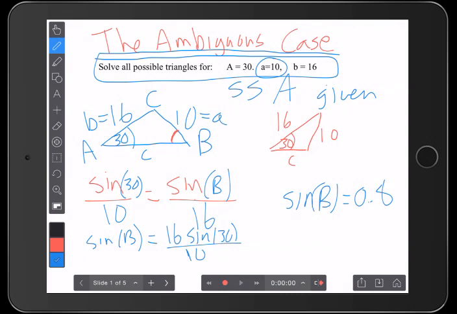And then, just like if you had x squared equals 0.8, you'd have to square root both sides, we have to sine inverse both sides. So B equals sine inverse of 0.8. Angle B then equals, I'm just going to round to the nearest degree, 53 degrees. So I'm going to move on to the next page where I can do a few more calculations.